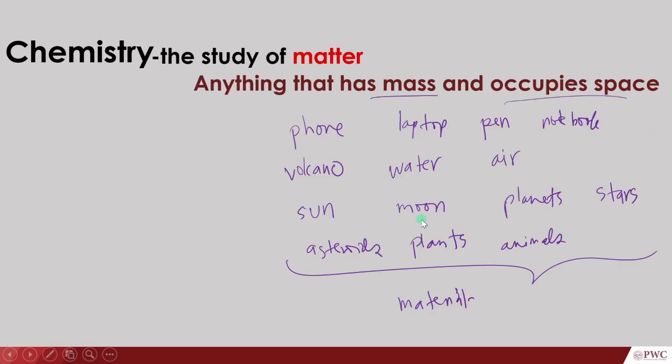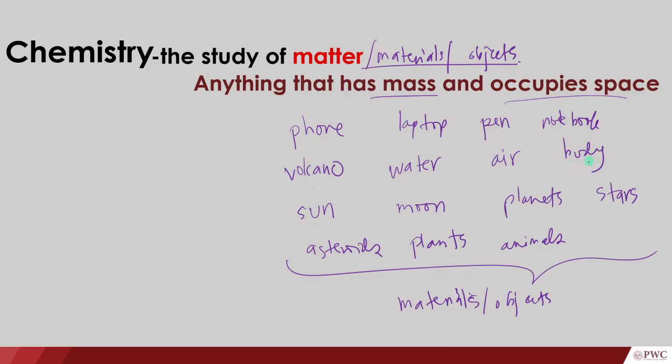Materials or objects. So we can say that matter is the same as the word material. And so by this we can make a simpler definition of chemistry. That is, chemistry is the study of materials or objects around us. And also our body is made up of matter. Of course, our body has mass and it occupies space.